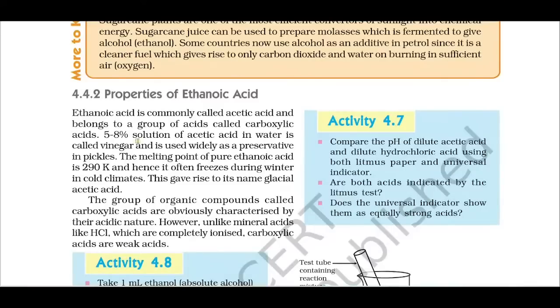And the important properties of ethanoic acid. Ethanoic acid is commonly called what? Acetic acid, and it belongs to what? A group of acids called carboxylic acids. A 5 to 8% solution of acetic acid in water is called vinegar, which is used as a preservative. The melting point of pure ethanoic acid is 290 Kelvin. That means it freezes during the winter in cold climates.